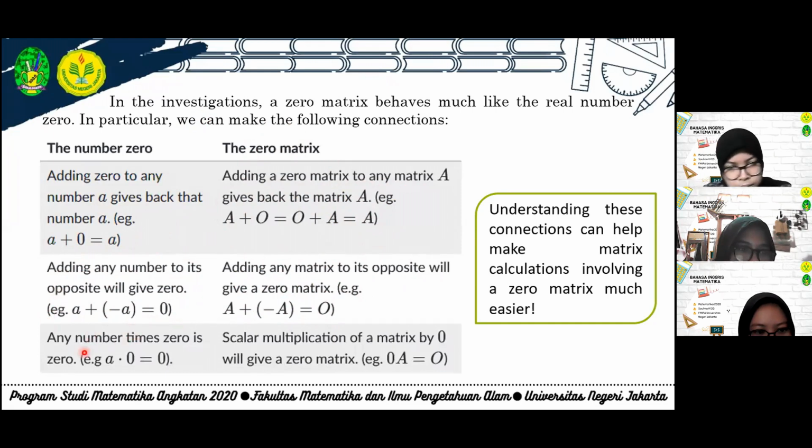With the number 0, any number times 0 is 0. For example, A times 0 equals 0. While with the zero matrix, scalar multiplication of a matrix by 0 gives a zero matrix. For example, 0 times A equals O. Understanding this connection can help make matrix calculations involving a zero matrix much easier.